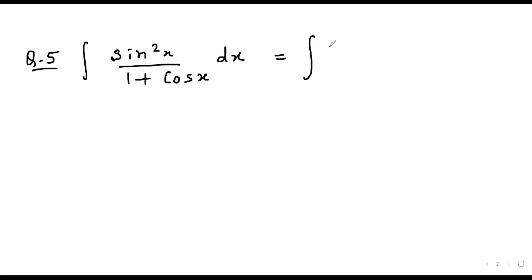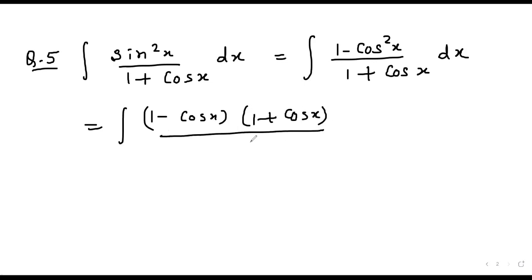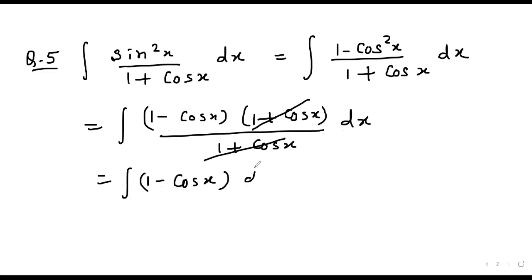It can be written as 1 minus cos square x divided by 1 plus cos x dx, which would be equal to 1 minus cos x times 1 plus cos x divided by 1 plus cos x dx. So 1 plus cos x will cancel out and we will get integration of 1 minus cos x dx. So this will give 1 will become x and cos x will become sin x plus c.